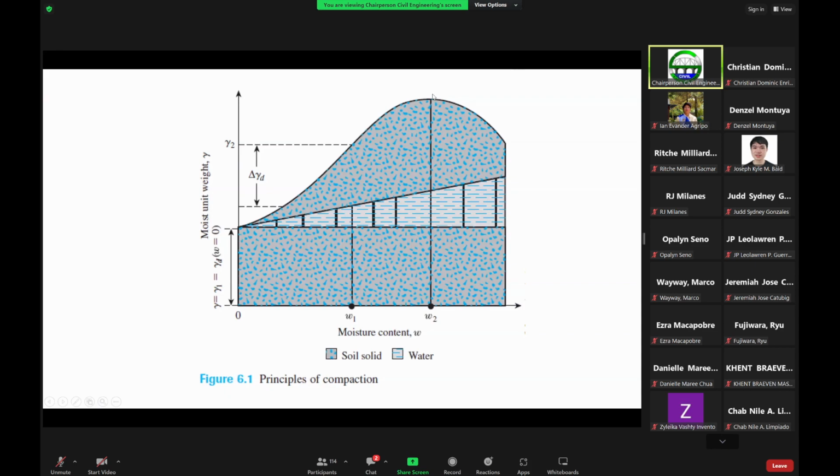It will reach a particular dry unit weight in such a way that if you add more water beyond W sub 2, the moisture content at 2, then the dry unit weight will slowly decrease. Because in this region here, the water will already take up part of the voids that is supposed to be occupied by the solid particles. So that means there's no more point adding more water beyond this level.